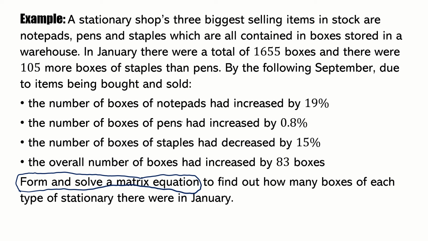So in this question, it starts by mentioning a stationery shop's 3 biggest selling items in stock are notepads, pens, and staples. Okay, now it's mentioning different categories of things, and basically the fact that there are numbers of boxes of these things. That is the thing we're going to be measuring in this question, and after a very quick scan through the rest of the question, you'll notice that they haven't given any variables for those numbers.